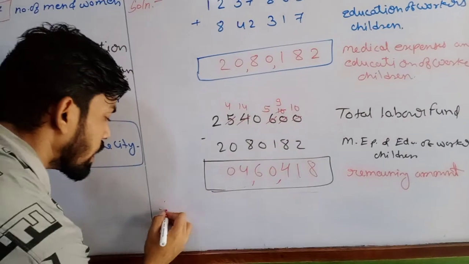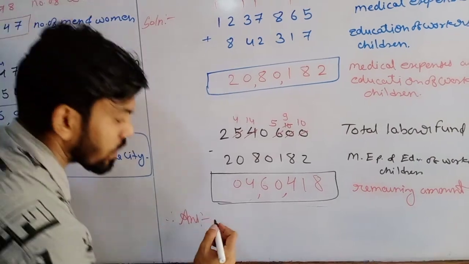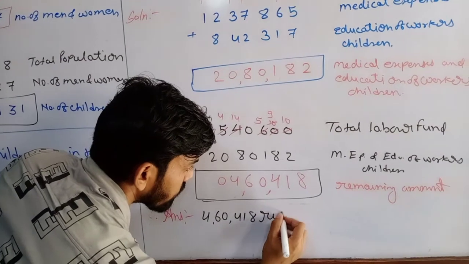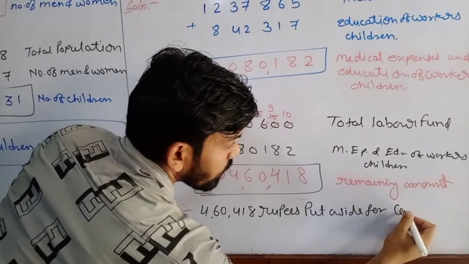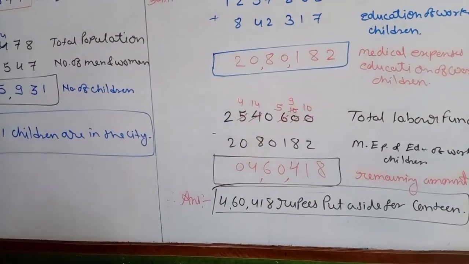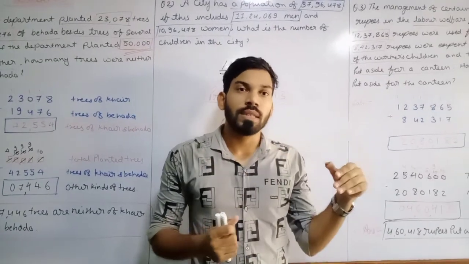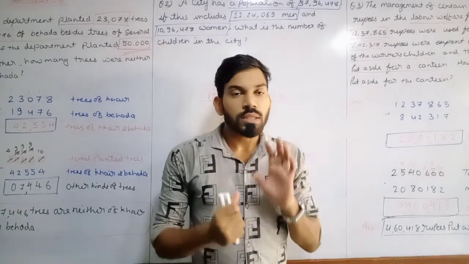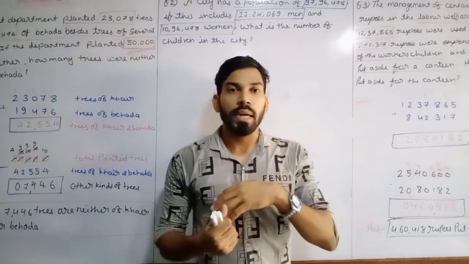So we can write the answer. How much money was put aside? 4,60,418 rupees were put aside for canteen. This way we can write the answer. So when we have a word problem with a lot of digits, we should come to know here that we have to do addition as well as subtraction. And there is no trick, you just have to read the sum and get the condition of what they are asking, and you can find the solution by adding or subtracting.